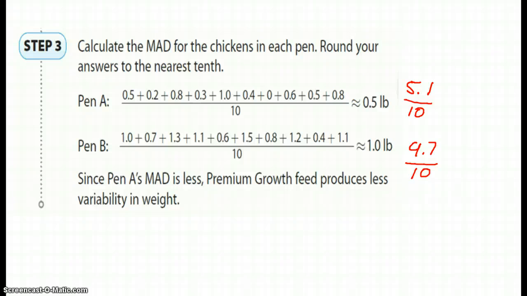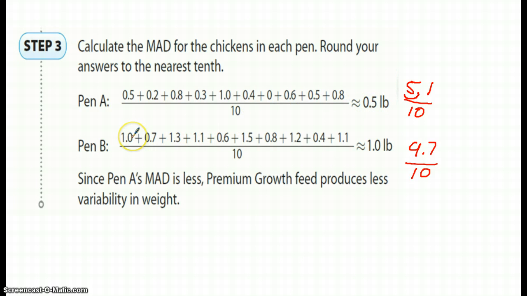So now we want to calculate the mean absolute deviation. So we add up what we subtracted, divide by the number of chickens that we had, we will get 5.1, divide that by 10, or just move the decimal place over one time, and we will get 0.51. It said to the nearest tenth, so that's 0.5.